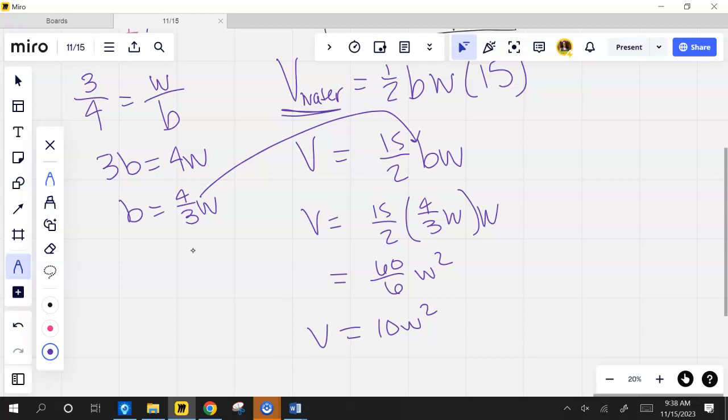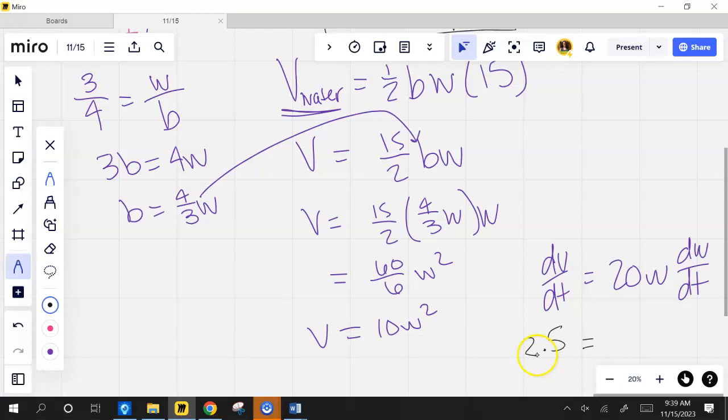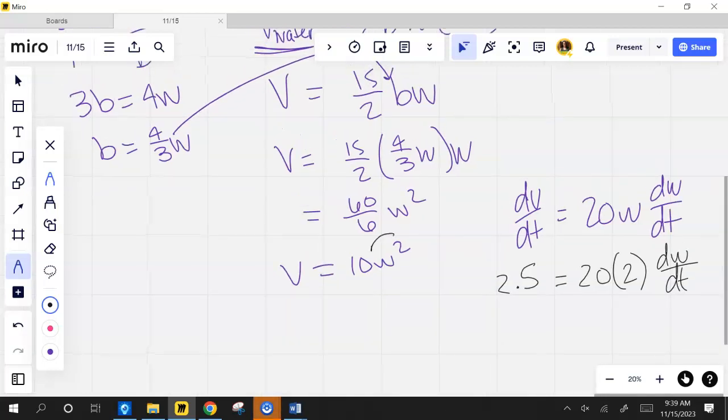So now take the derivative. dV/dt equals 20W dW/dt. And I'm trying to find it. Now I can fill in what I know, right? I started out with dV/dt. What was it? 2.5. And it said when W is 2. So what's 2.5 divided by 40? I took the derivative here.